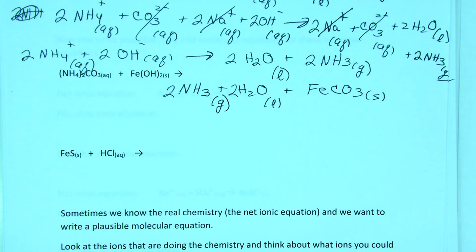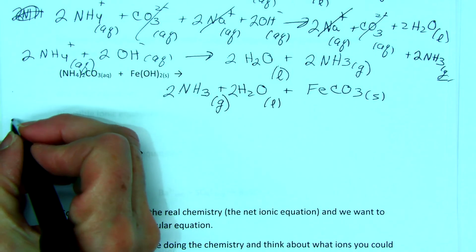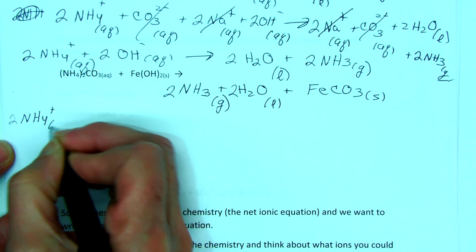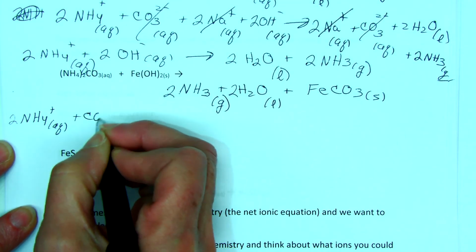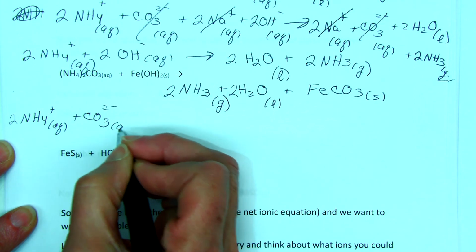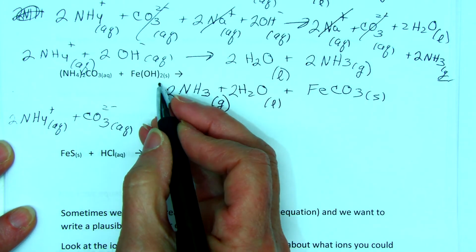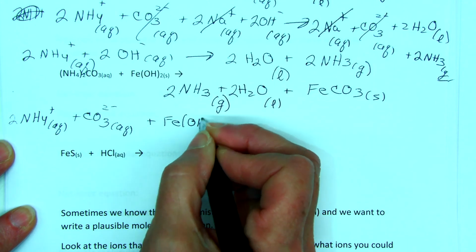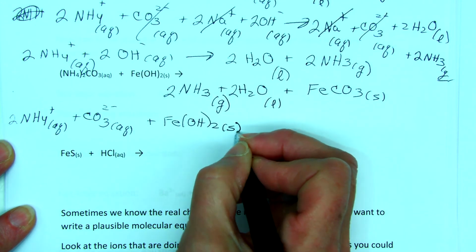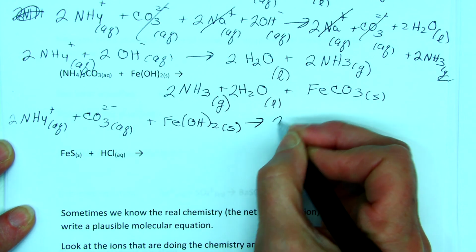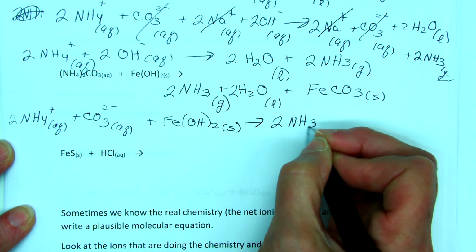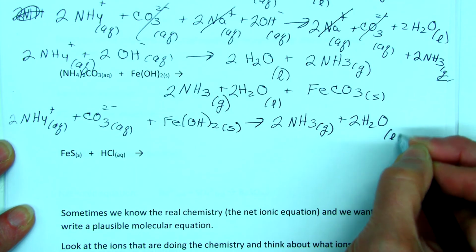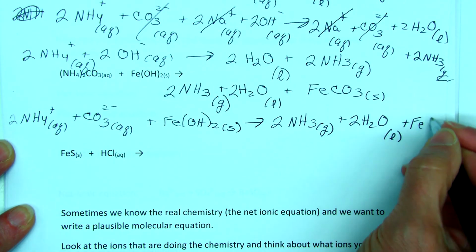Now, when I look at this one, to break it into the ionic equation, I get 2 ammoniums, NH4 plus, aqueous, plus my carbonate, aqueous. Now, this is a solid, so I don't break it apart. It stays solid because solids are sitting in the beaker. They're not floating around there. And I get 2 ammonia gas plus 2 water, liquid, plus iron carbonate solid, iron 2 carbonate.